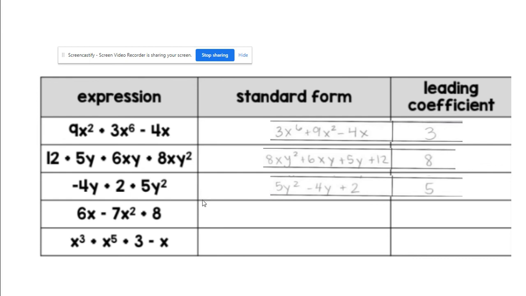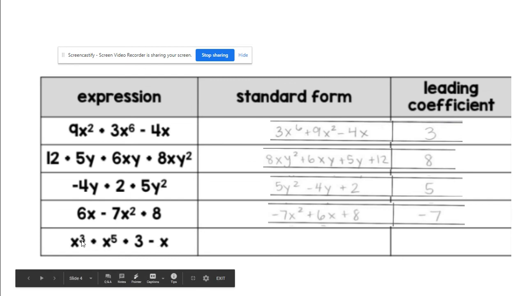For the next one, all right, I have a degree of 1 here. I have a degree of 2 here, and I have a degree of 0 here. So I'm going to rewrite it so that I have negative 7x to the second plus 6x plus 8. And then the leading coefficient is negative 7. Be careful of the sign in front of that term. This subtraction is the same thing as adding a negative, so make sure you keep the correct signs.